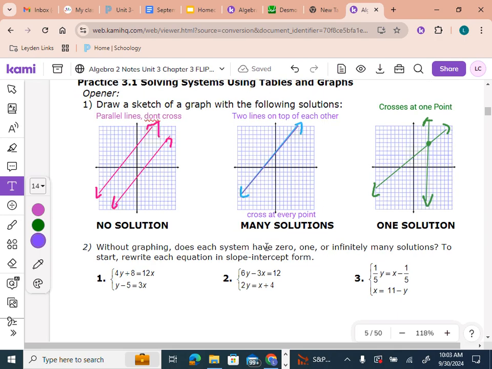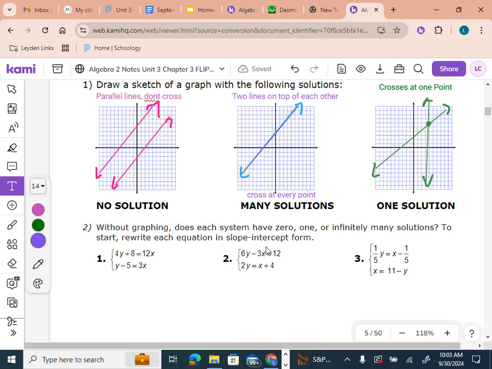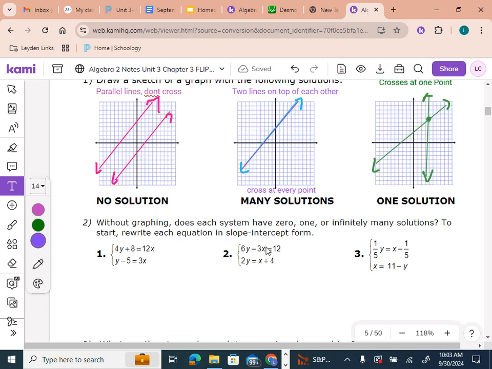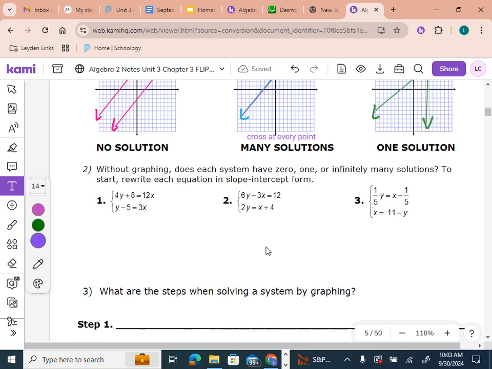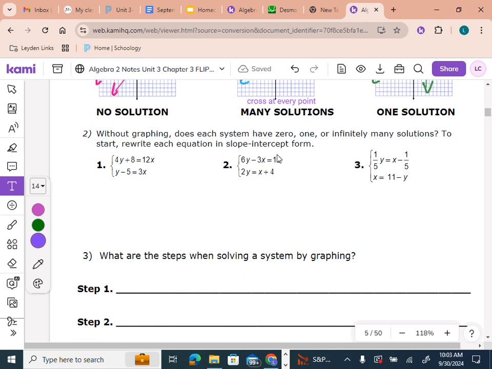Okay, so those are your different types of solutions with systems of equations. Remember, systems of equations are just two equations. So when you come down here, it says, without graphing, does each system have 0, 1, or infinitely many solutions? To start, we are going to rewrite each of them in slope-intercept form. So take a minute. Get these lines all in y equals mx plus b. Go ahead. All of them should be in y equals mx plus b.